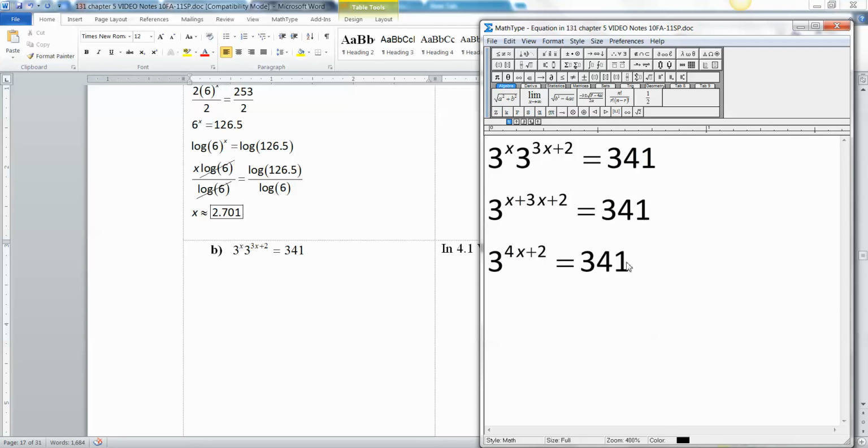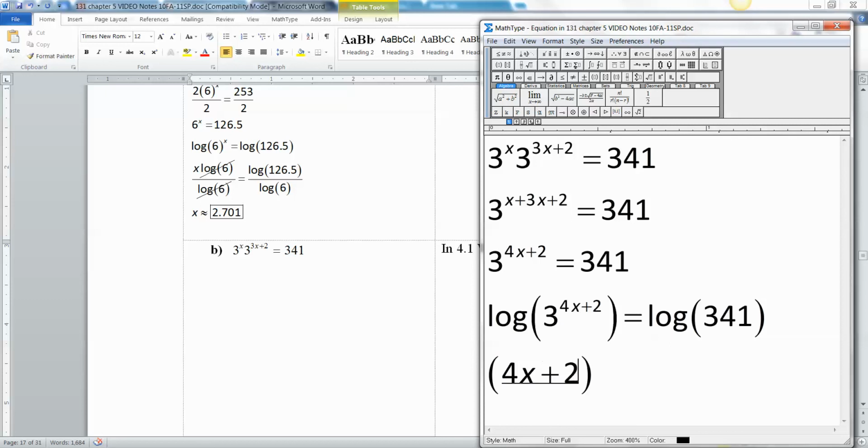So I'm just cleaning it up. I'm trying to make it so it's number to something with a variable equals number. Now I can take the log of both sides. Now you're thinking, well, how would I know to do that? You'd know to do that because your variable's up in the exponent. When your variable's in the exponent, the way to get it out of there is to take the log of both sides, and that will cause that variable exponent, 4x plus 2, to come down in front. Then you have the log of 3 equals the log of 341.